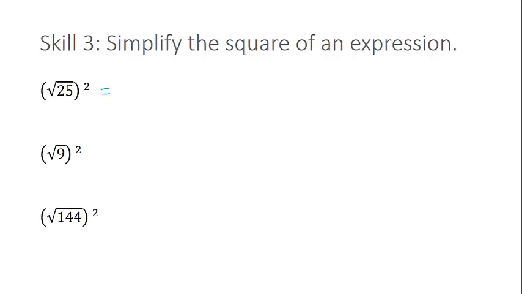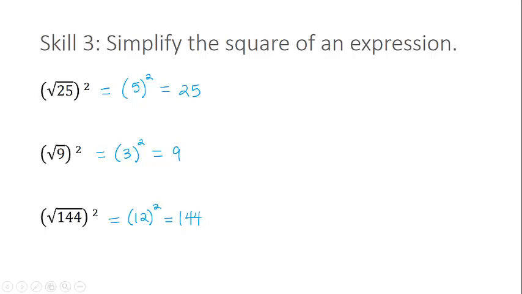So if we have the square root of 25 quantity squared, well, the square root of 25 simplifies to be 5, and when we square it, we get 25. The square root of 9 squared, square root of 9 is 3, but 3 squared is 9. The square root of 144 all squared, well, the square root of 144 is 12, and 12 squared is 144.